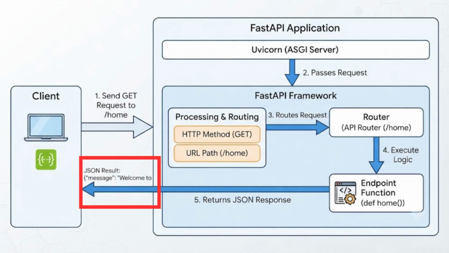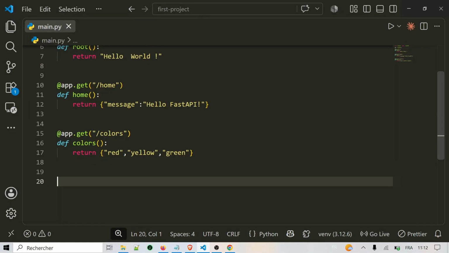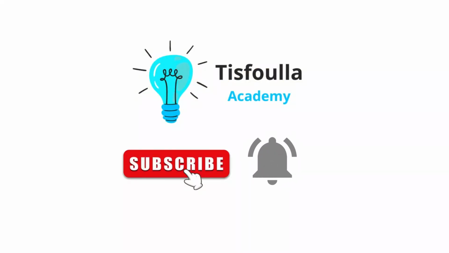Uvicorn sends the response across the network to the client, where it is displayed by the browser, Swagger UI, Postman, or any other application that made the request. So that's it for this video. In the next video, we'll see how to handle other HTTP methods in FastAPI, and we'll also learn how to return HTML responses from our FastAPI application.